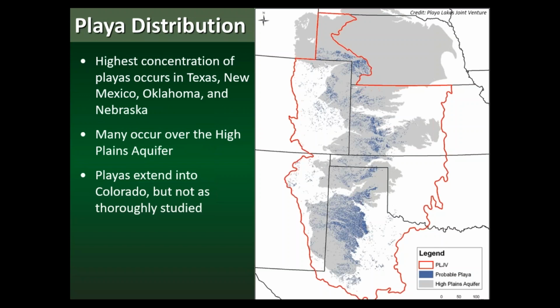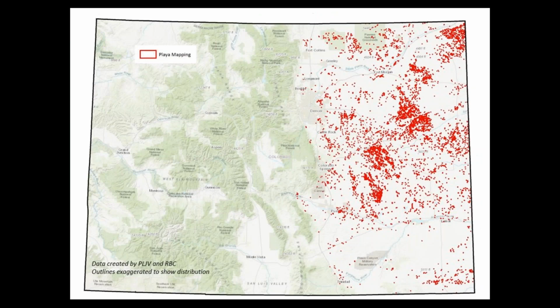Playas occur throughout the southern high plains, with the highest concentrations in Texas, New Mexico, Oklahoma, and Nebraska. Many playas occur over the high plains aquifer and are essential for recharging that aquifer. Playas extend into Colorado, but they are not as thoroughly studied here as those in Texas and Nebraska.